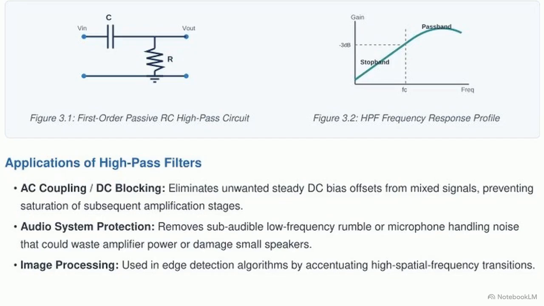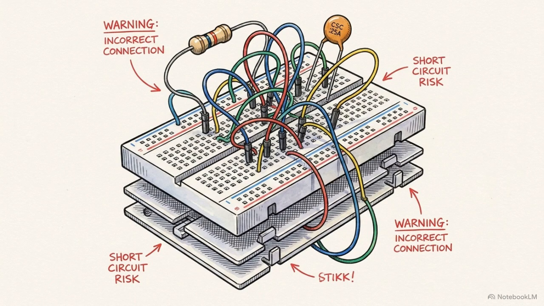This schematic shows the high-pass filter, and creating it requires a single physical inversion. You swap the component positions on your breadboard. Your capacitor moves in series with the input, and your resistor is moved to ground. This orientation is a common failure point for beginners.